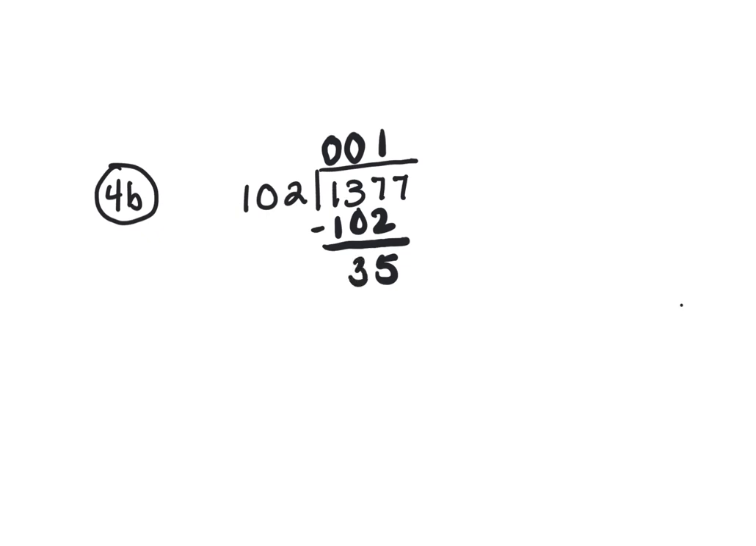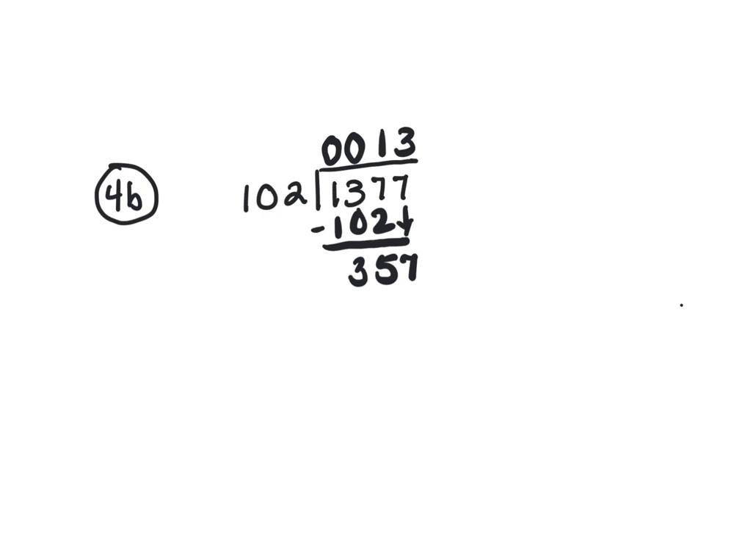I'm left with 35. I cannot take any more out of 35. No more groups of 102. So that passes my check. And I bring down the next number, which is a 7. How many times does 102 go into 357? It goes in about 3 times.